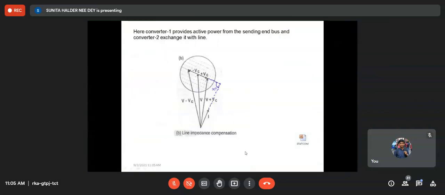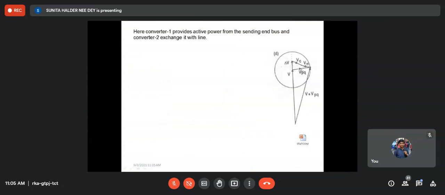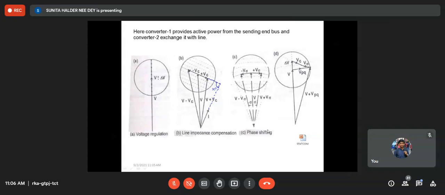So voltage control, series impedance compensation, phase shifting. But if we add it at any angle, then we can take all these three features or any combination of them. So this is actually the beauty of UPFC, and we have learned in this lab a small version of that, how it can be implemented. That's all.